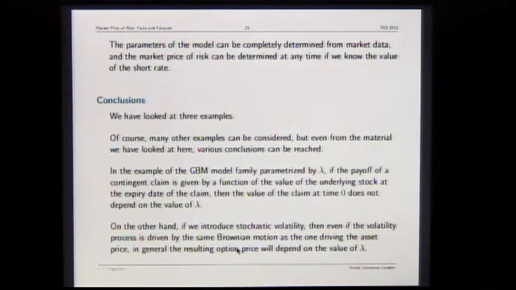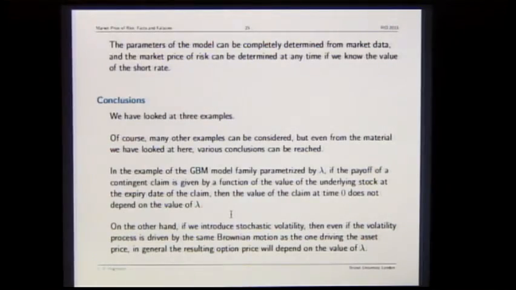Well, let's put together what we've said. We've looked at three examples. Of course, other examples can be considered: Levy models, diffusion models, and so on and so forth. But even from the material that we've looked at here, various conclusions can be reached. First of all, in the example of the geometric Brownian motion model parameterized by lambda, if the payoff of a contingent claim is given by any function of the value of the underlying stock at the expiry of the claim, then the value of the claim doesn't depend on lambda.